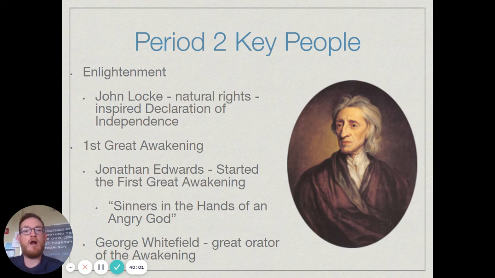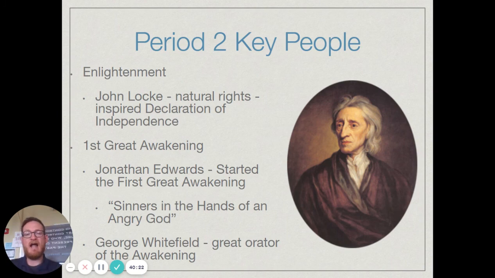Whitefield was a great orator. When we talked about him, we actually talked about the impact that he had on even Ben Franklin, who was so moved by what he wrote that Ben Franklin actually gave money. Next up, too, you're going to have Jonathan Edwards, who kind of started the First Great Awakening in his famous sermon, Sinners in the Hands of an Angry God.